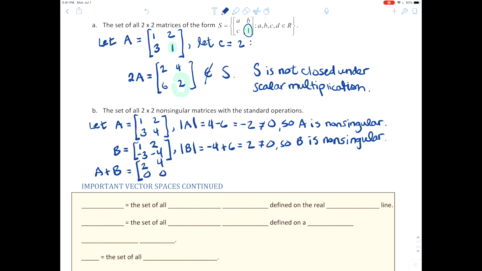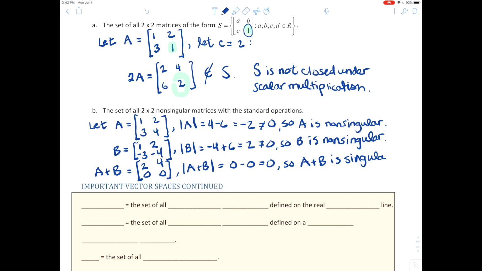And then we get a row of zeros, and remember, if you get a row of zeros, what happens to your determinant? It's 0, right? But we can work it out. You get 2 times 0 is 0, minus 4 times 0 is 0. Which equals 0. So A plus B is singular.